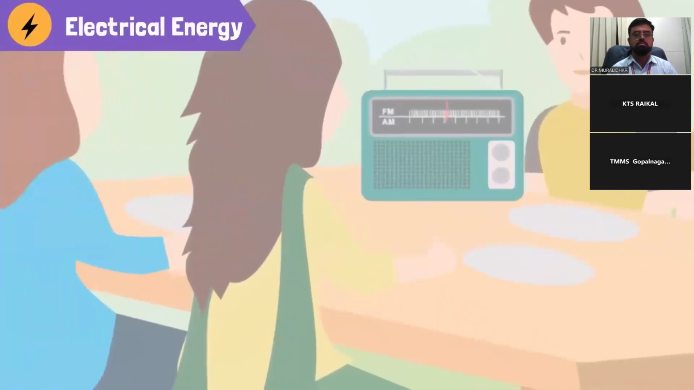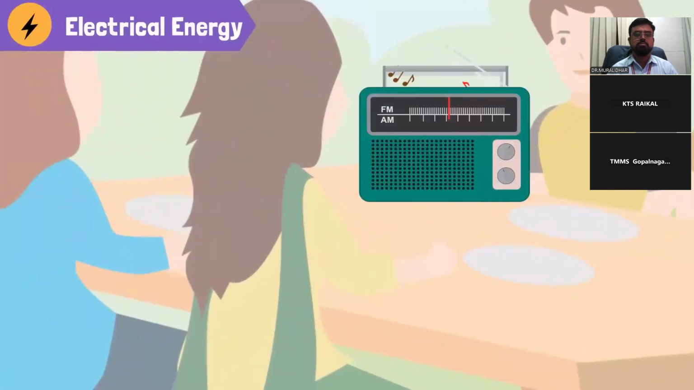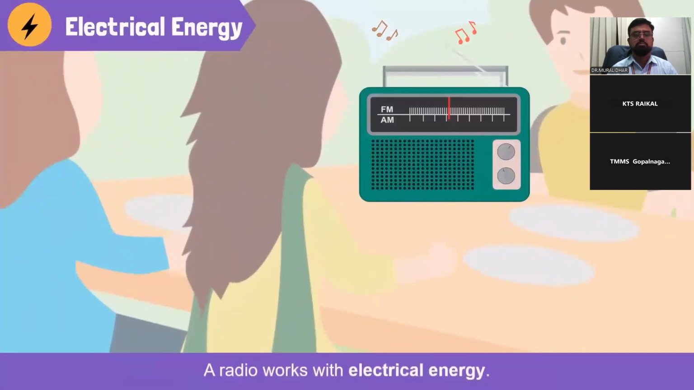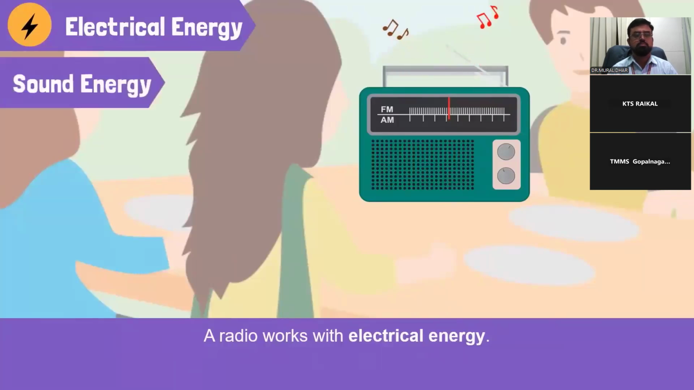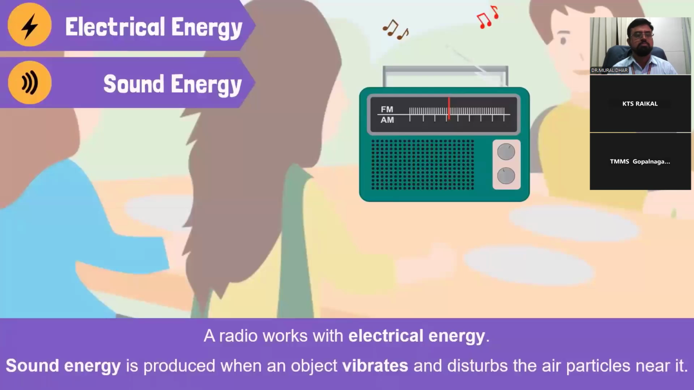Now they're listening to some cool music on the radio. It runs on electrical energy from the battery. What kind of energy is the radio producing? Sound energy. Sound energy is produced when an object vibrates and disturbs the air particles near it. Thus, the energy of a vibrating body spreads out in the form of waves. When these waves enter our ear, we can hear the sound.